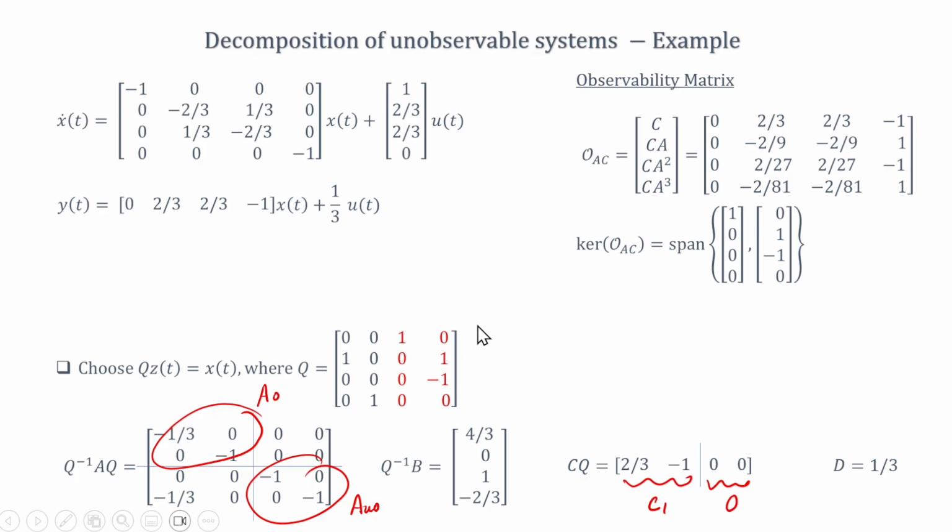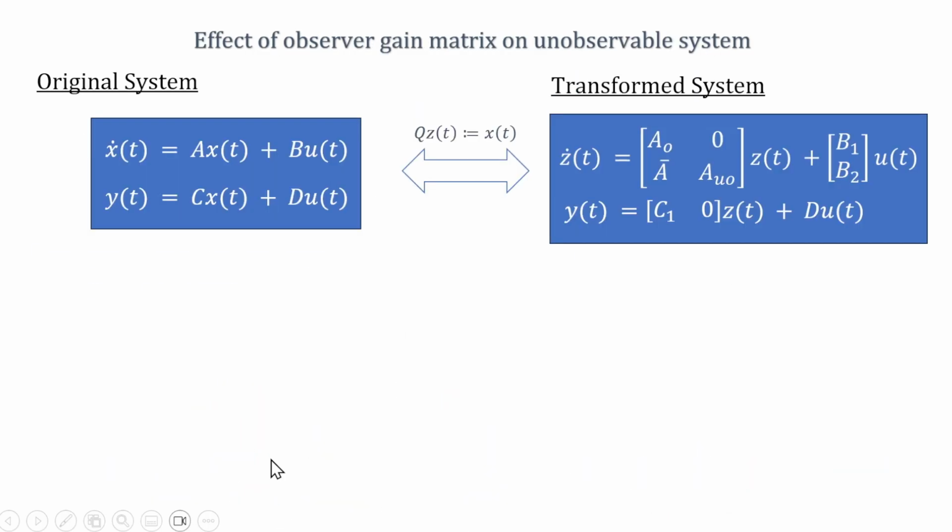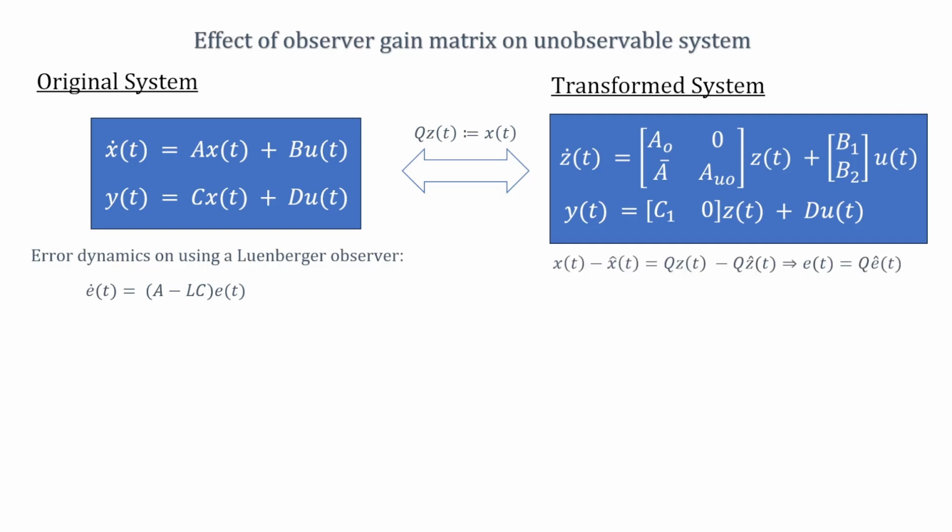Notice that in this system, we are discussing observers, right? So for this system, we can always come up with an observer, and the observer equation will follow this equation, which is the error dynamics of the Luenberger observer. Now let's see how this equation looks in the canonical form. x minus x hat is nothing but Qz minus Qz hat, which is the error e(t) equal to Q e hat(t), e hat being the error in this canonical form.